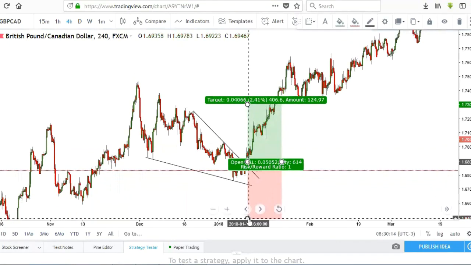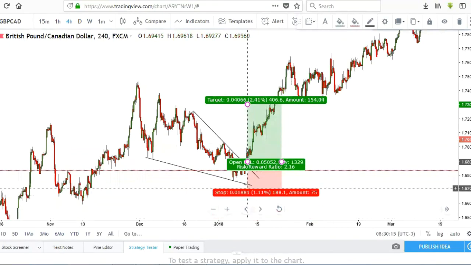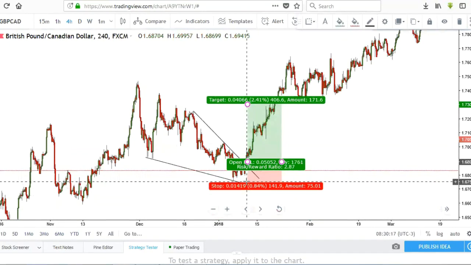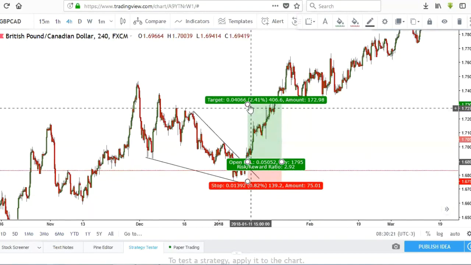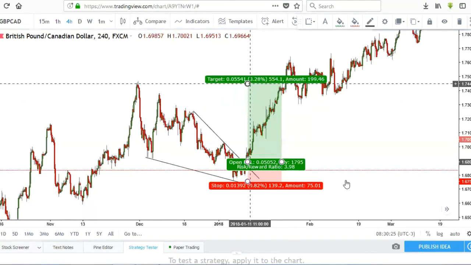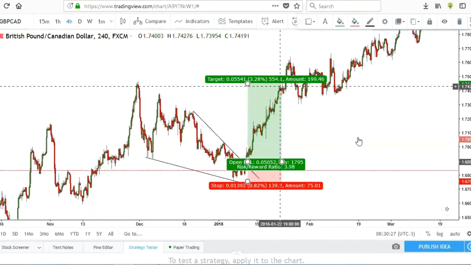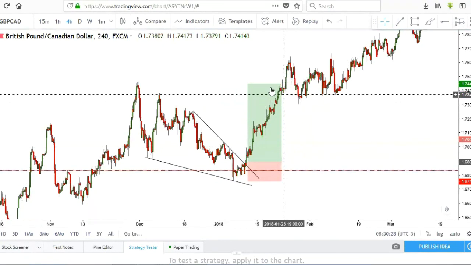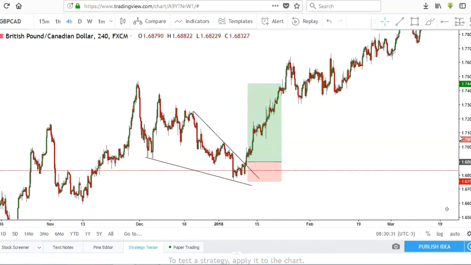Let me just move this up. Put your stop loss right here below the higher low. Your target is all the way up to here. So your risk reward is 1:3. You're targeting 500 pips. And that's how you capitalize from it.